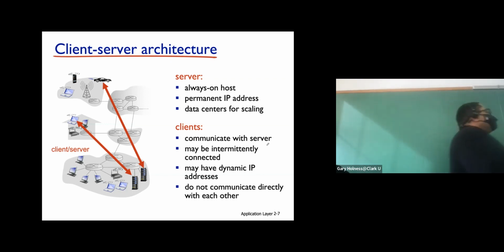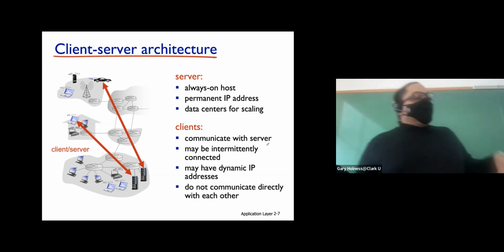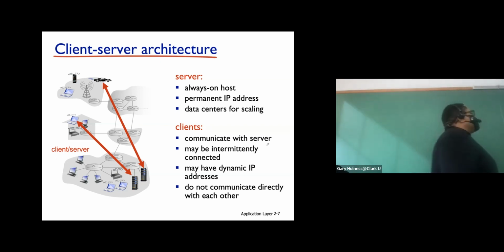Now, because the client process on your machine initiates the conversation, your client process can be what's called occasionally connected. It doesn't have to be always running in the background. You can turn off your machine and then turn it on an hour from now, type in www.clarku.edu. It initiates this request, but the server process in the data center for Clark always has to be on and it can't move. Okay.